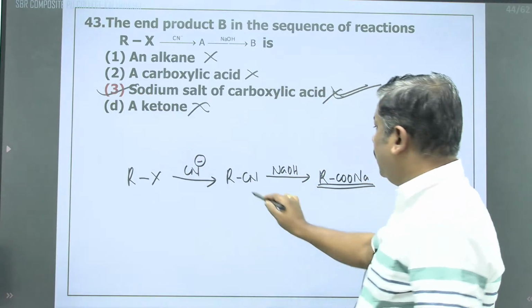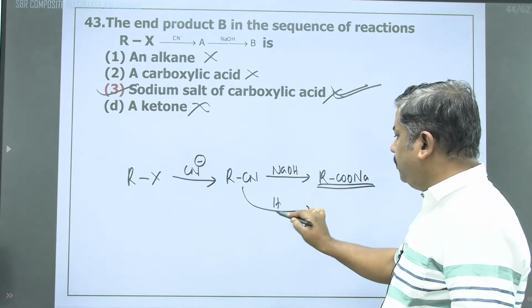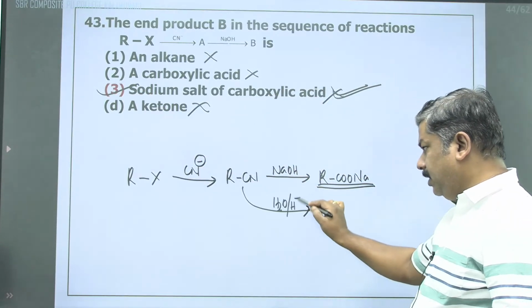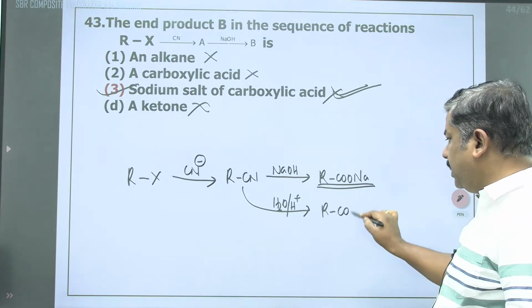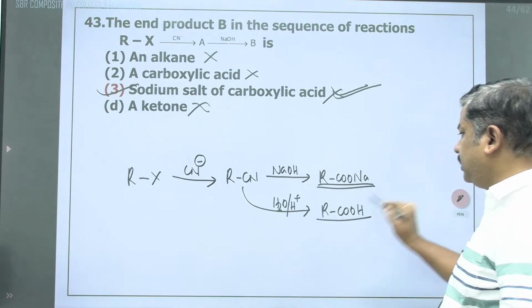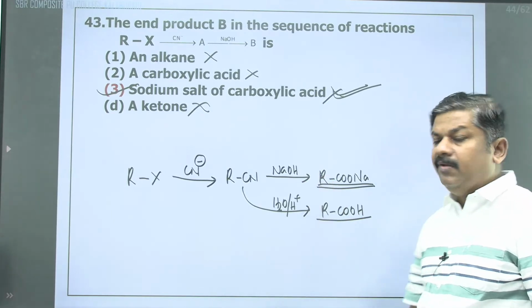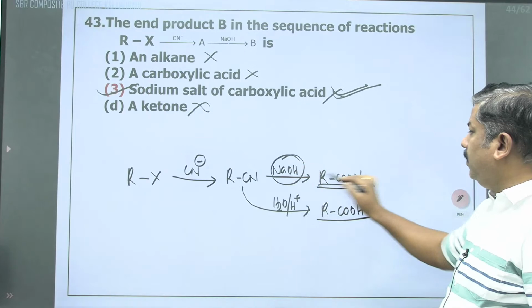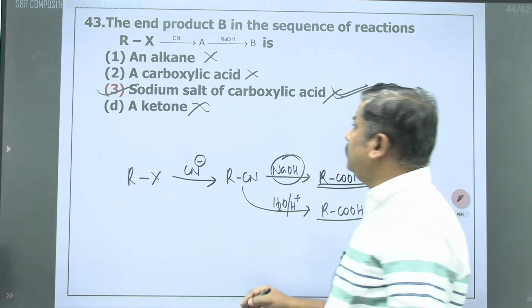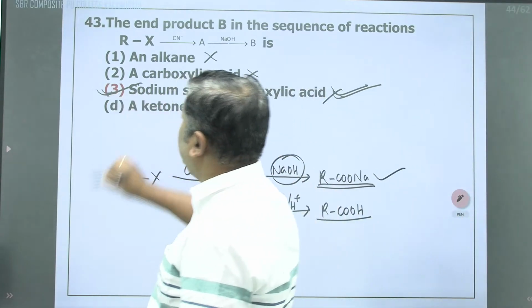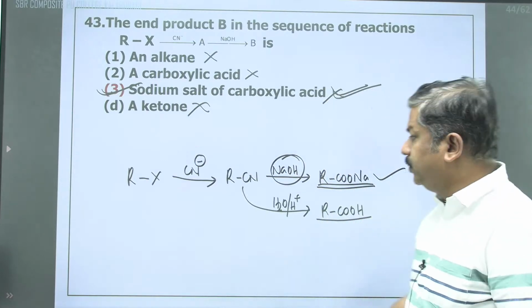Whenever this is subjected to acidic hydrolysis, the compound obtained is a carboxylic acid. This carboxylic acid is produced during acidic hydrolysis. Whenever alkaline hydrolysis is carried out, the compound is the sodium salt of carboxylic acid. That is, option number 3 is correct for this question.